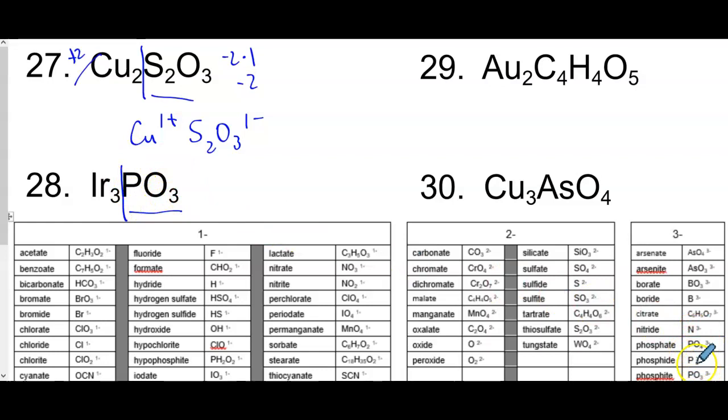Here, this is a unit. I find it over here, right there. Negative 3 times 1 of the unit, because there's no parentheses. So this side totals to negative 3. This must be a positive 3 in total, but there's 3 of them, so I divide. So 3 divided by 3 is 1, so it's Ir 3 plus, PO3 3 minus. You try 29 and 30. Pause the video and try them on your worksheet. Check back in a moment.